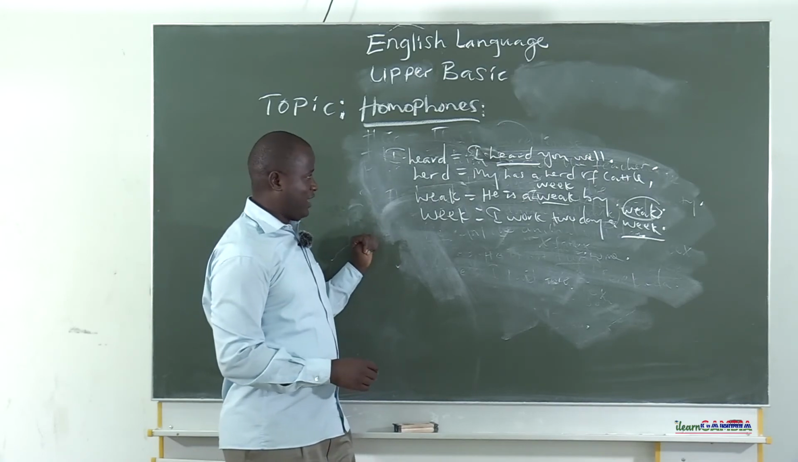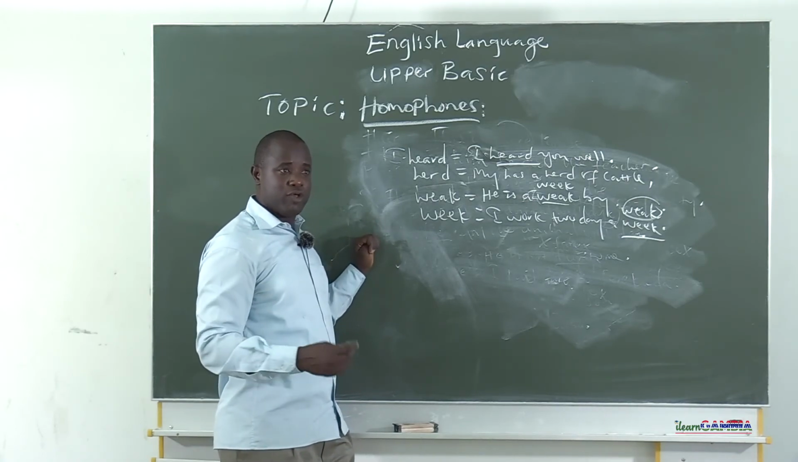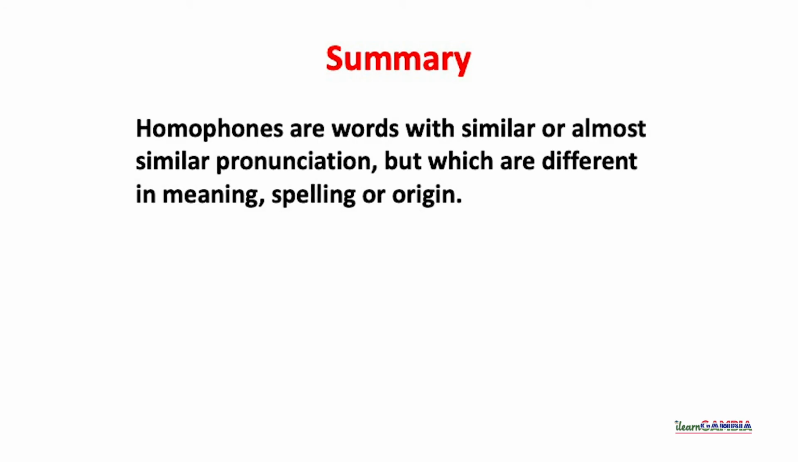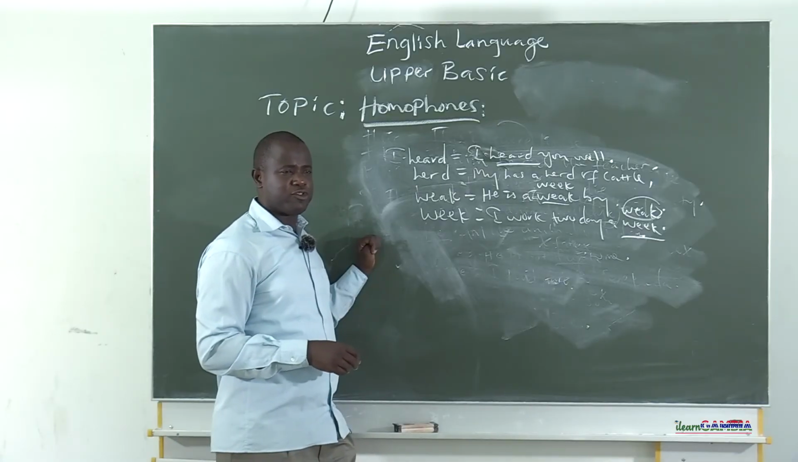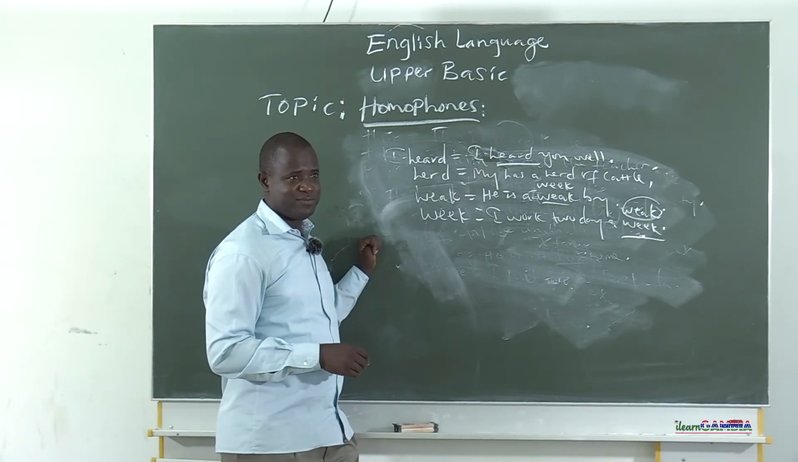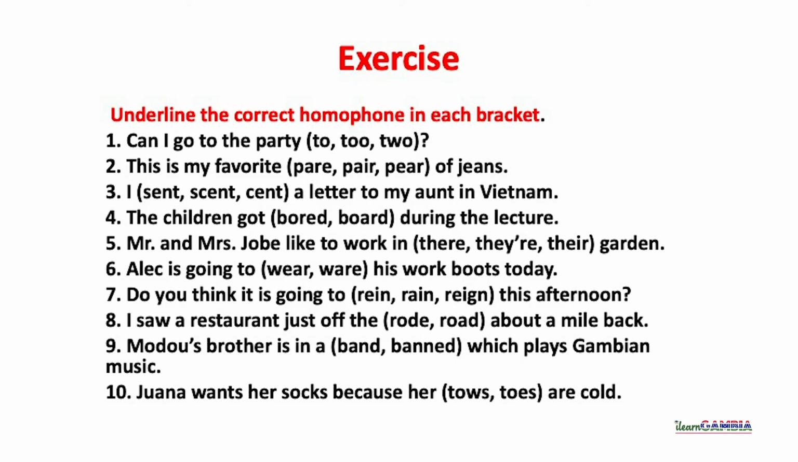Good. So that's the end of the lesson. So let us look at the summary. What do we say? Homophones are words with similar or almost similar pronunciation, but which are different in meaning, spelling, or origin. So we move on. Now let us do this exercise. Read the instructions. Underline the correct homophone in each bracket.